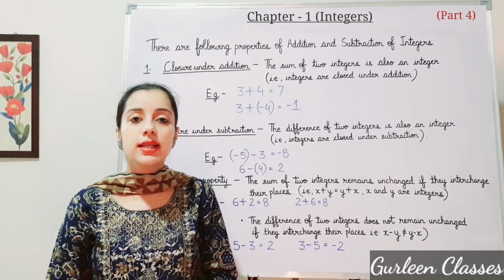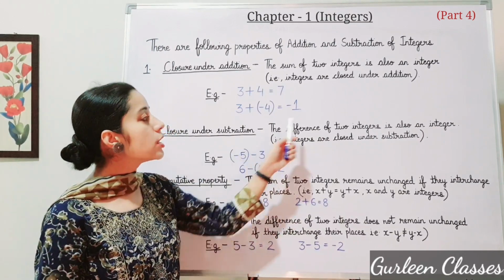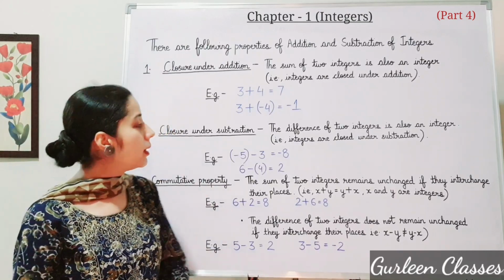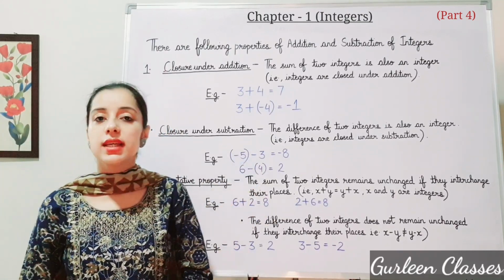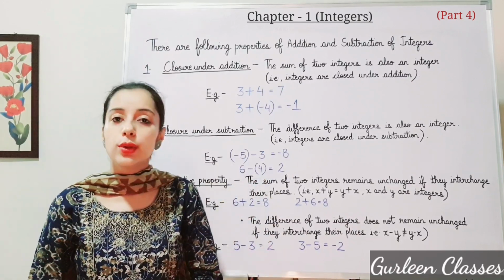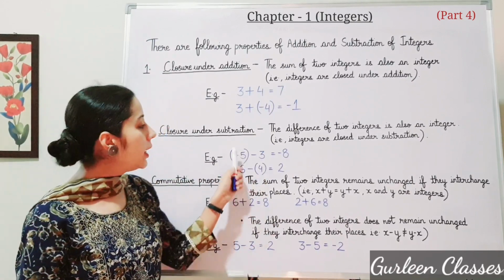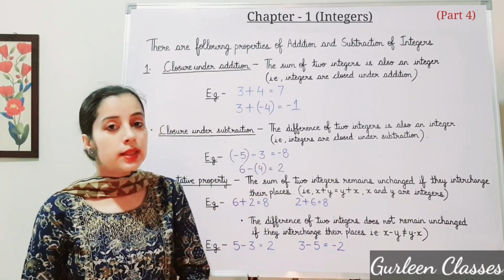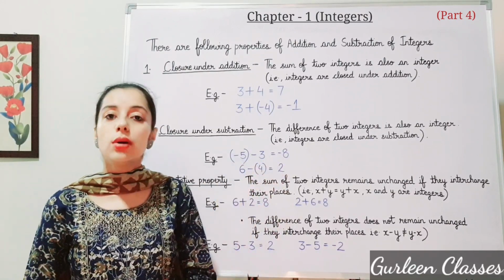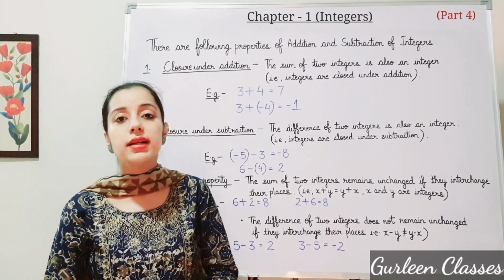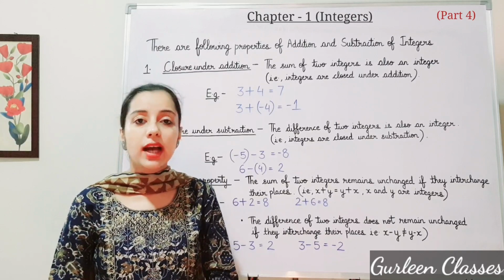Next, closure under subtraction. The difference of two integers is also an integer. Example, minus 5 minus 3 is equal to minus 8 and 6 minus 4 is equal to 2. The difference of two integers, minus 5 and minus 3, is also an integer. So minus 8 and 2 are also integers. So we can say that integers are closed under addition and subtraction.